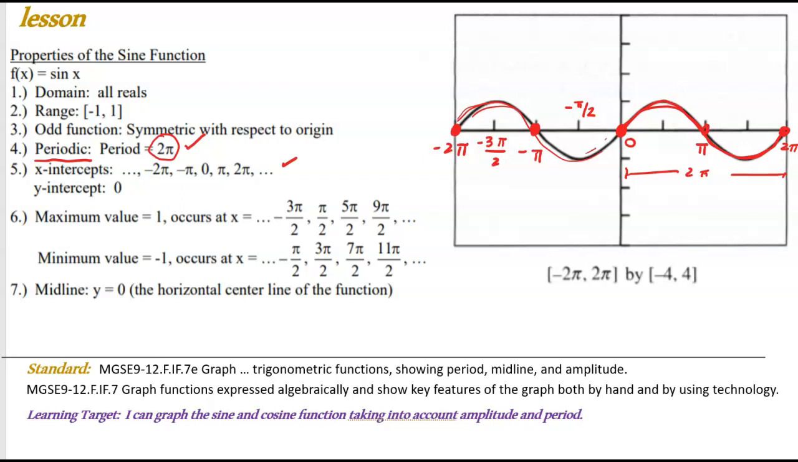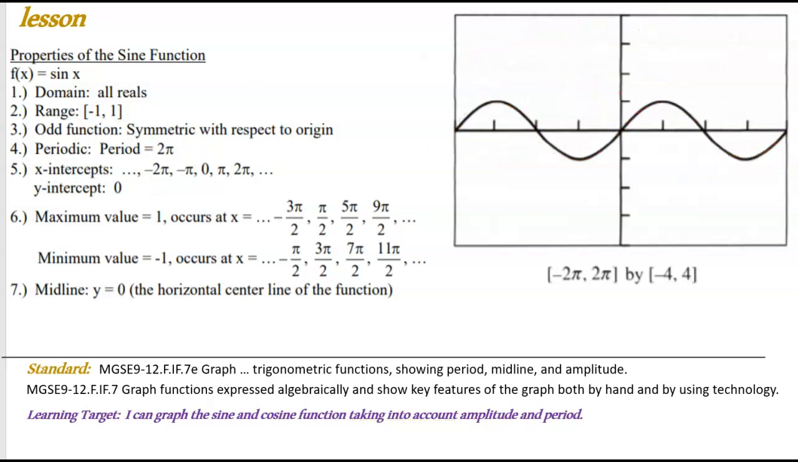Now, a function can only touch the y-axis once. Remember, if a curve moves across the y-axis and comes back, something like this, if it touches more than once, it's not a function, right? It does not pass the vertical line test. So the one and only y-intercept is 0. Okay? So it's just nice to see these characteristics.